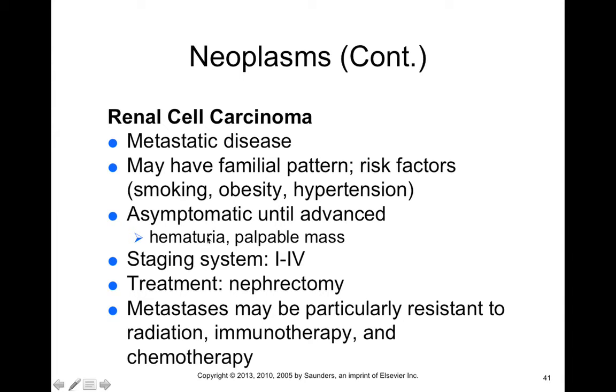Once advanced, you'll see things like hematuria, or blood in the urine, and even palpable masses in the thoracic lumbar region. Remember, the kidneys are located near the inferior ribs, so you could find a palpable mass near ribs 10, 11, and 12. Now, there is a staging system to describe what stage of neoplasia occurs, and we'll talk about that in the next slide. The treatment for this is nephrectomy, or removal, and the metastases for renal cell carcinomas are particularly resistant to radiation, immunotherapy, and chemotherapy, so the outcomes of renal cell carcinomas are poorer.